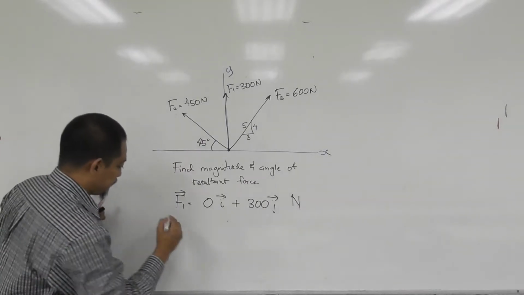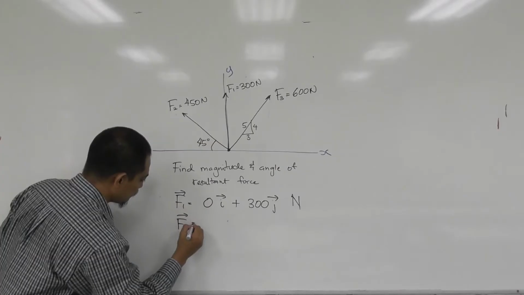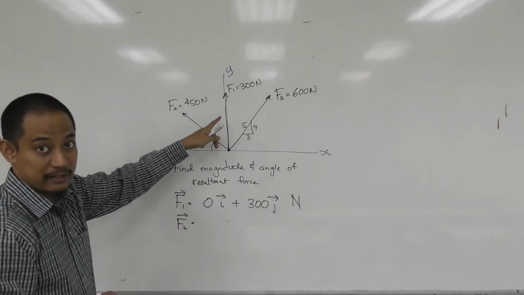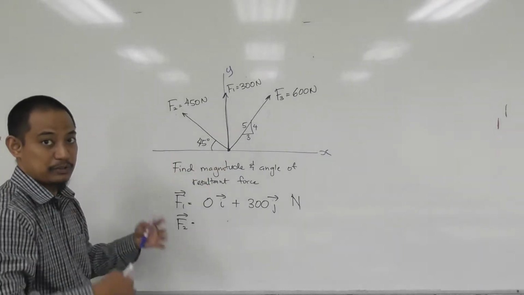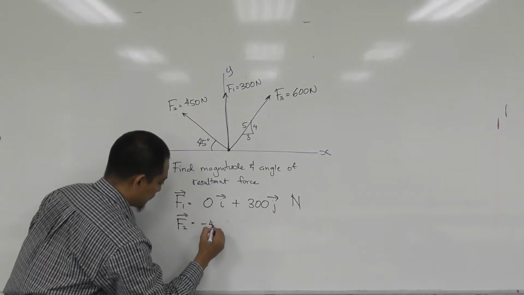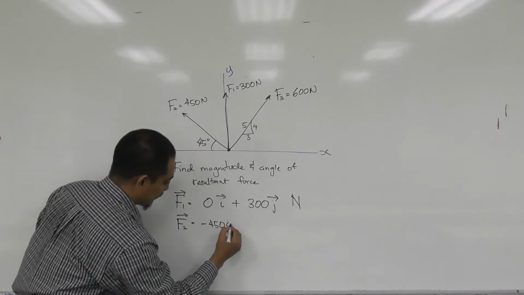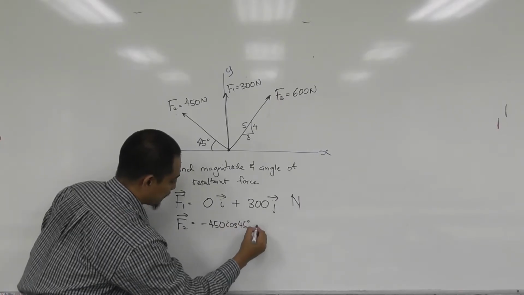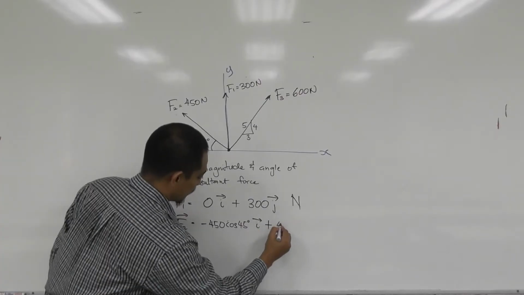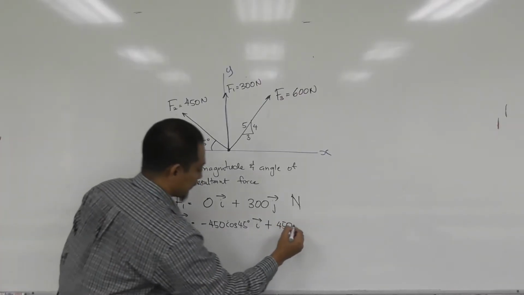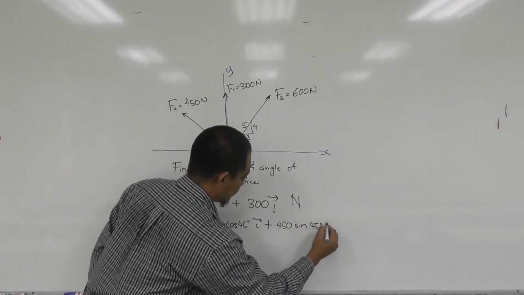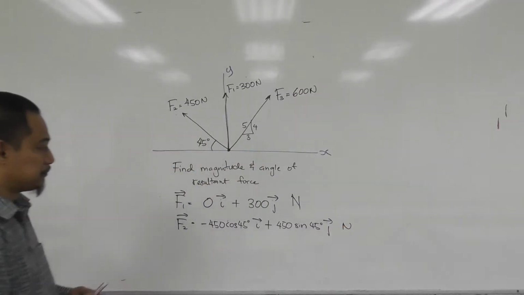What about F2? Then you have to have the x component and y component there, right? The x component here is to the left, so it must be negative. So negative 450 cos 45 i. And then it goes up, so plus 450 sin 45 degrees j.